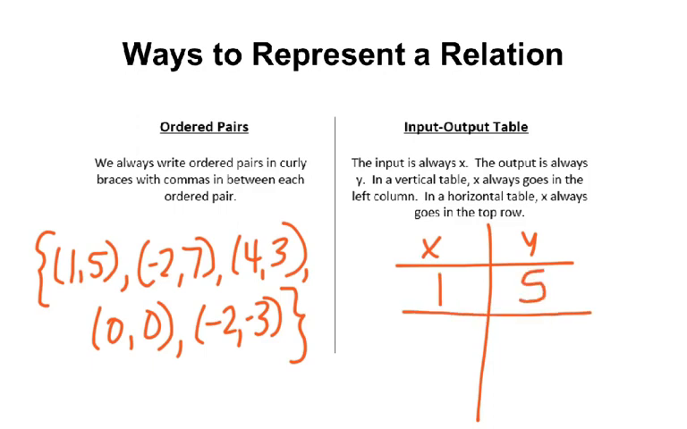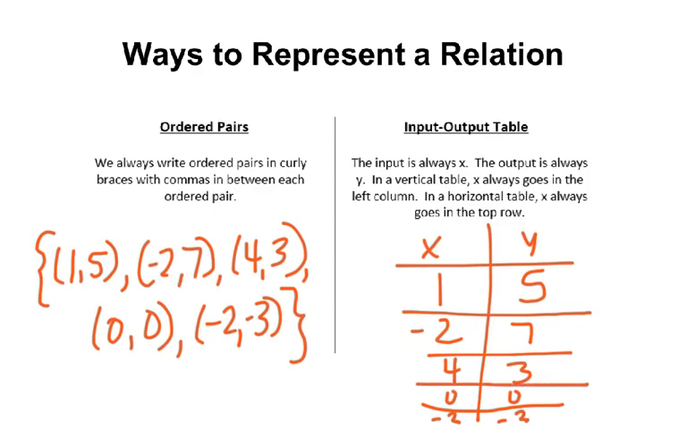For the second one, we have a -2 and a +7. I might run out of room here, bear with me. A 4 and then a 3, a 0 and a 0, and a -2 and a -3. Hopefully you used your space a little better than me. Okay, but that's going to be an example, and sometimes they're completely boxed off. Mine doesn't look very pretty, but you get the idea.